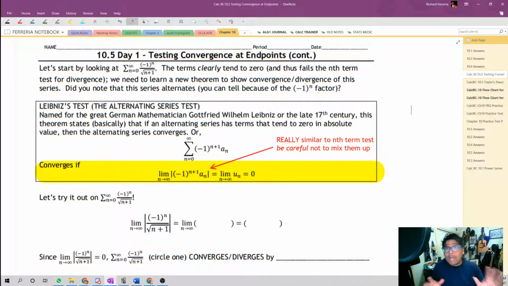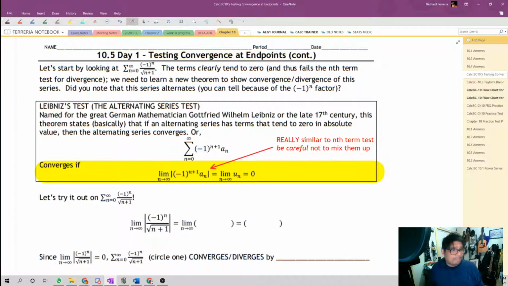But we have wildly different, maybe not wildly different, but we have different conclusions based on whether you're looking at an alternating series or a non-alternating series. So really be careful not to mix them up. And I find that the best way not to mix it up is to actually state the theorem and what the theorem is. This is the Leibniz test. This is not the nth term test. So if you associate the name with it, that'll help you differentiate between the conclusions or the results of these two really similar tests.